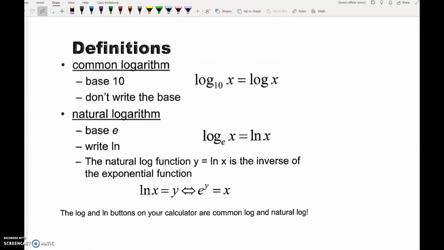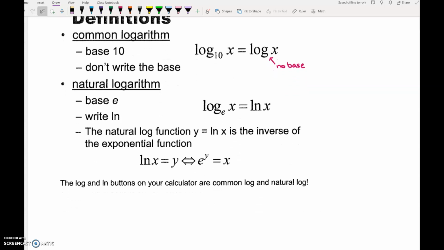A couple of definitions. A common logarithm just looks like log and then a number, letter, whatever. Notice there's no base shown on that logarithm. A common logarithm is base 10. You don't actually write the base. It's kind of like the 1 that's in front of every x. If you see log of something with no base shown, that means it's base 10. The natural logarithm is called ln, and it has a base of e. So log base e is the same as writing ln. Every time you see ln of something, you know that that ln really means log base e.